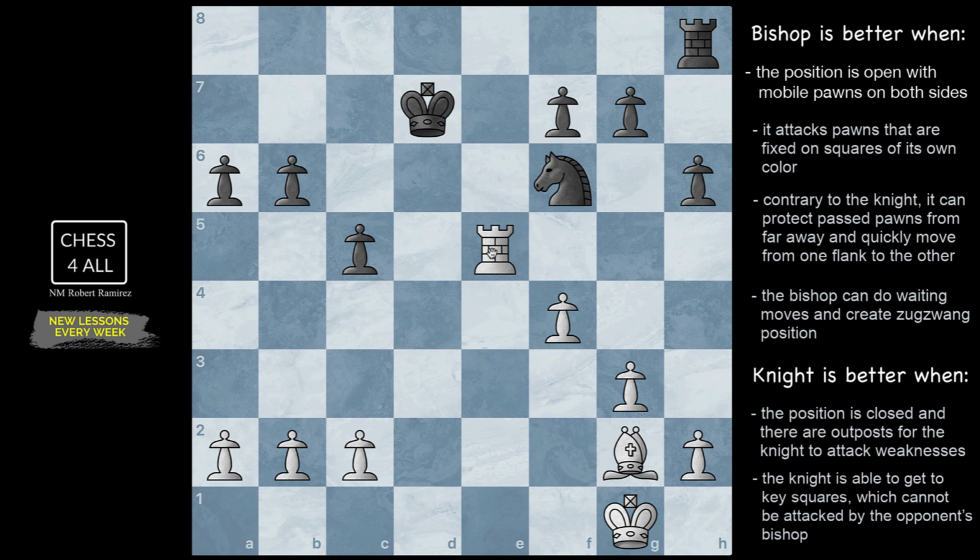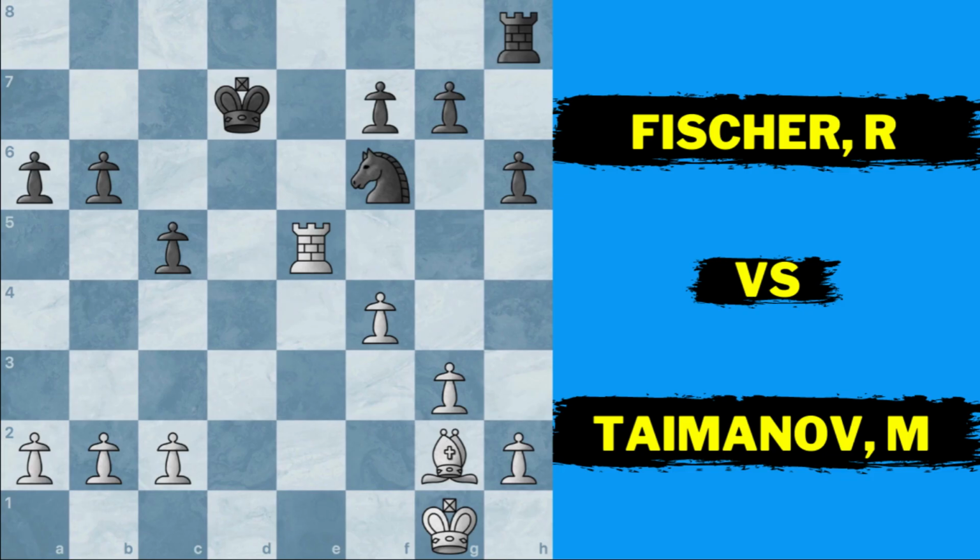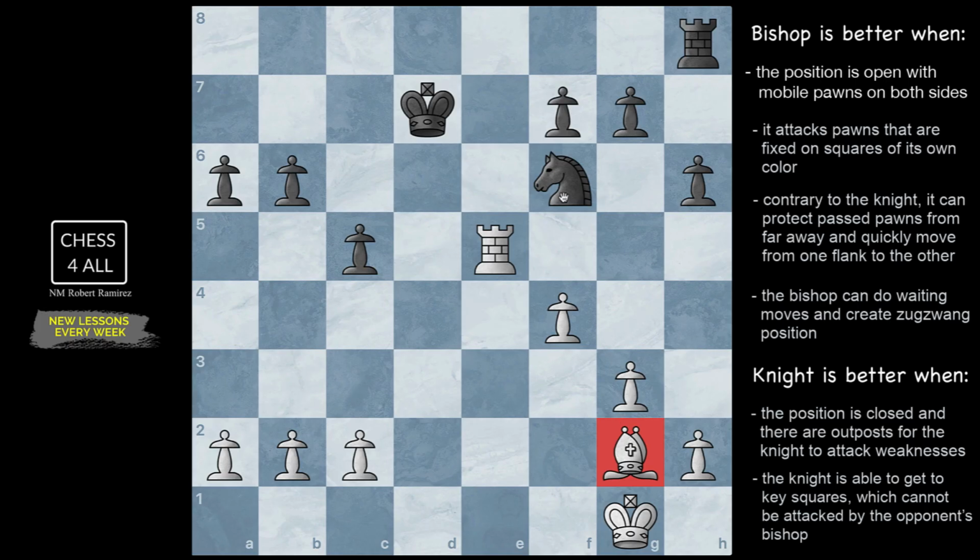What would you rather be? The bishop, or would you rather have the knight? Well, in this position, guys, this was actually a game played by Bobby Fischer in the candidate tournament of 1971, and he was playing with the white pieces, and needless to say that the white pieces are better. So this is more of an open position. The bishop should be better than the knight.